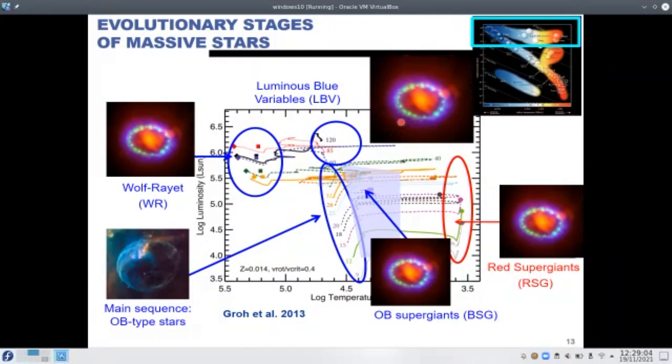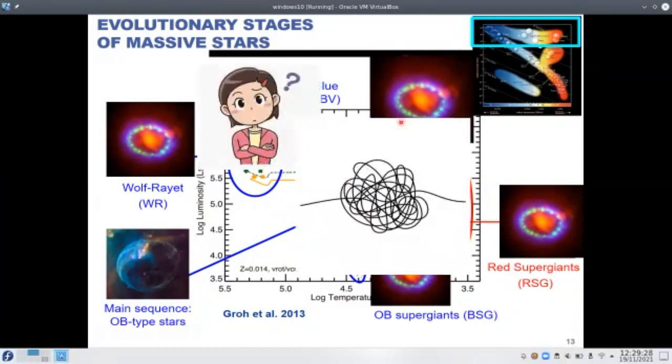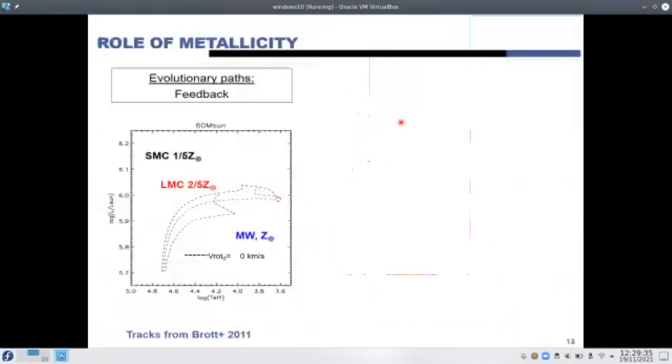Then we know they explode as a supernova. They can explode in all these stages. And that's basically it. Of course, theory predicts a link between the main sequence stage and the end of evolution. But every now and then, we get new evidence that makes us rethink these evolutionary links again. So for us at the moment, this is a bit confusing. But this is all for solar metallicity. What happens when we include the role of metallicity?